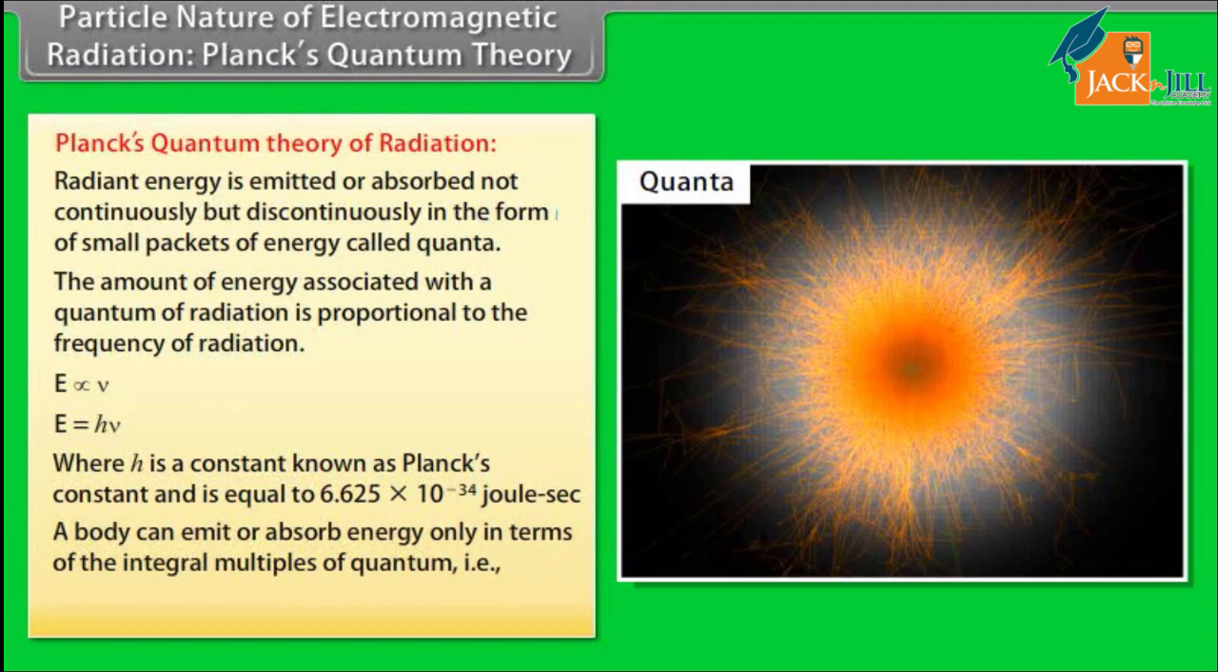A body can emit or absorb energy only in terms of integral multiples of a quantum, that is, E = n h nu, where n = 1, 2, 3, 4, etc.